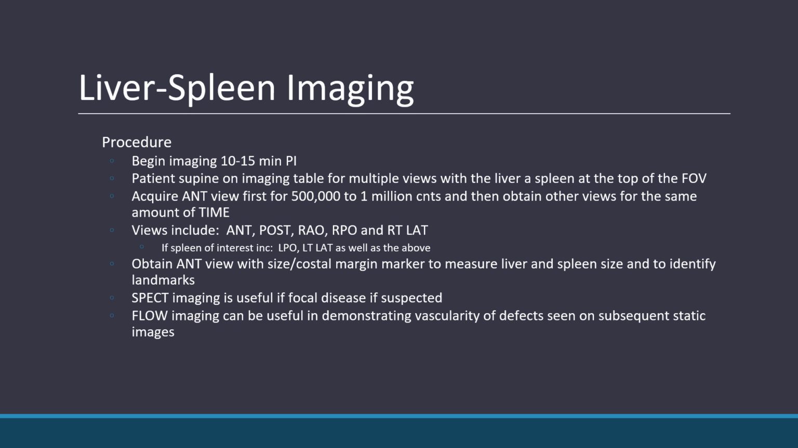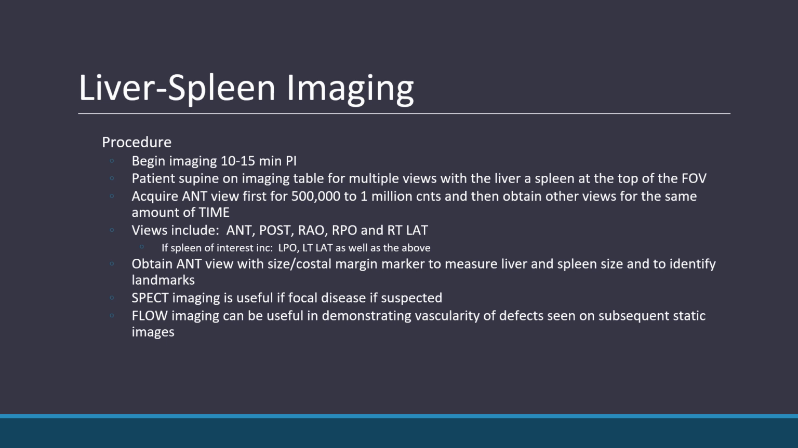So the procedure for that is you begin imaging about 10 to 15 minutes after injection. This one does not require a flow, and it is not a dynamic study either. The patient will be supine on the imaging table with multiple views of the liver and spleen at the top of the field of view. Acquire anteriorly first for about 500,000 to 1 million counts, and then obtain all the other views for the same amount of time. The reason that you're doing that is because you're looking for any changes in uptake or uptake intensity, and so you want to make sure there's the same amount of counts per image.